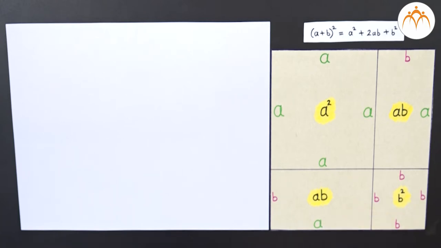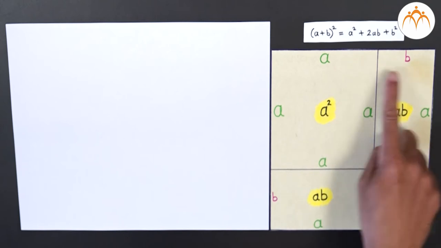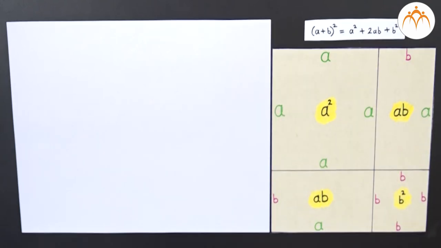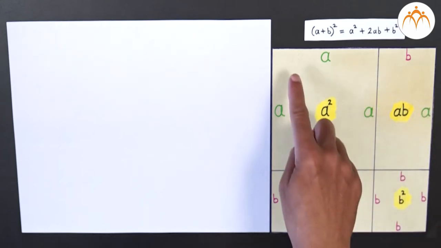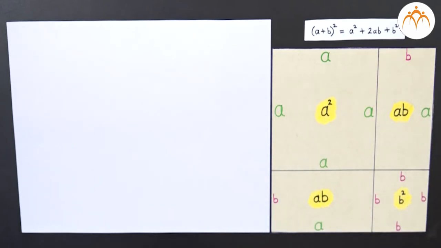Now, as the given square is made up of these four pieces, the area of the given square will be the addition of the areas of these four pieces. Now, what is the side of the original big square? It is a plus b, right? So, the area of the bigger square is (a + b)².